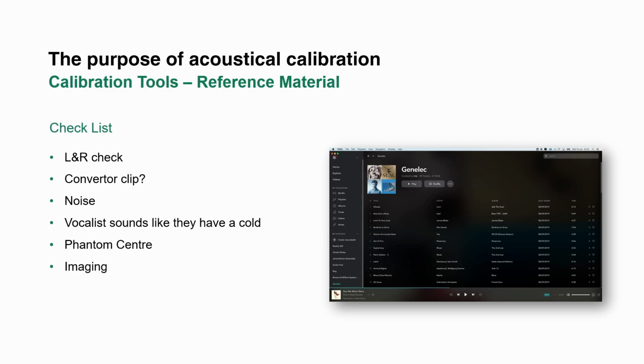And also the realism. Is there too much coloration in the system? Is that down to boundary loading? Is that down to a specific EQ towards a certain monitor? Or it could be in the placement or the height of the monitor.